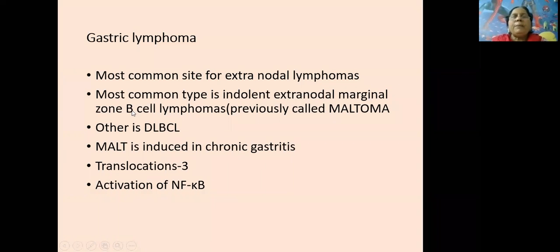Marginal zone, B cell. B cells of marginal zone type lymphoma. So, indolent, extranodal, marginal zone B cell lymphomas. They are previously called as maltoma, mucosa associated lymphoid tissue tumor, lymphoma. And other tumor that can occur is diffuse large B cell lymphoma, and this can progress to DLBCL, or DLBCL can occur as such. And this stomach doesn't have, like intestine, that lymphoid tissue.